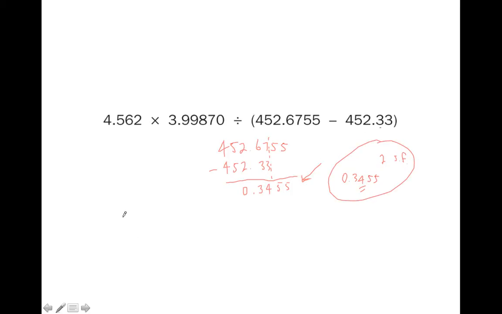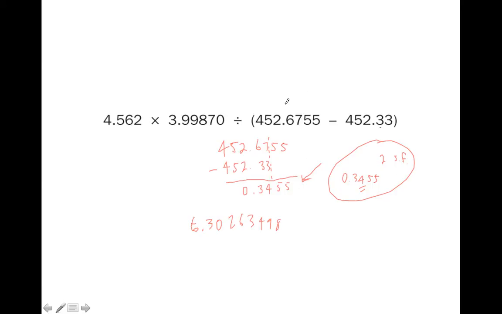Okay, now we're going to take 4.562 times, I'm doing this in a calculator, I'm not doing this in my head, 3.99870 times 0.3455, and we're going to get, when I multiply all these numbers out, 6.3026349, and so on. Okay, but how many sig figs do I have in the final answer?